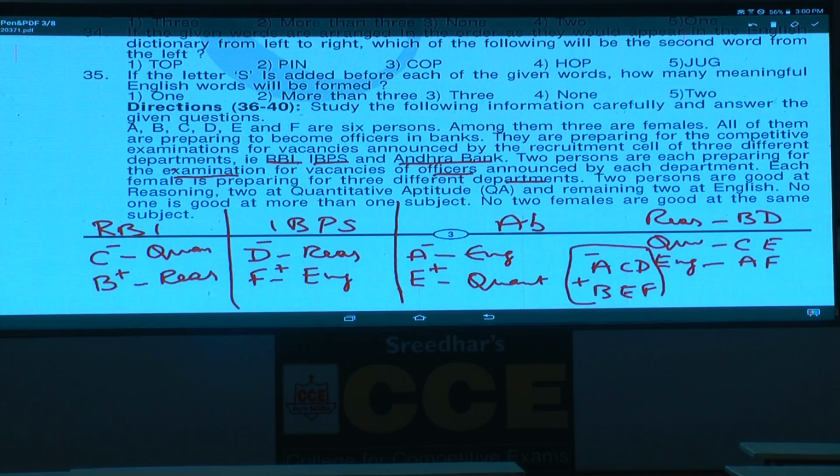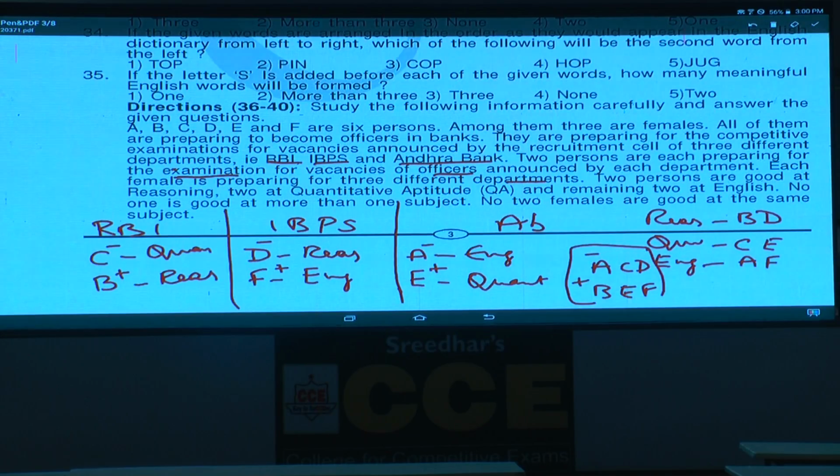Then 37. Which of the following groups consist of only females? A, C and D are the only females, and it is again none of the choice 5. Next, which of the following persons are good at English? A and F are the persons good at English, that is choice 4. 39. Who among the following persons are preparing for offices in Andhra Bank? A and E, choice 4 again.